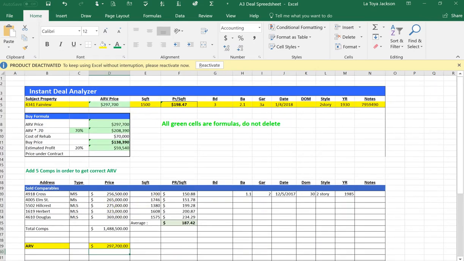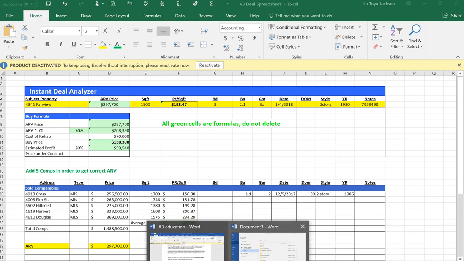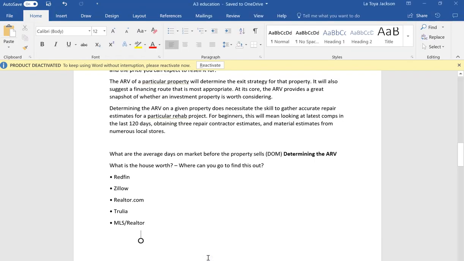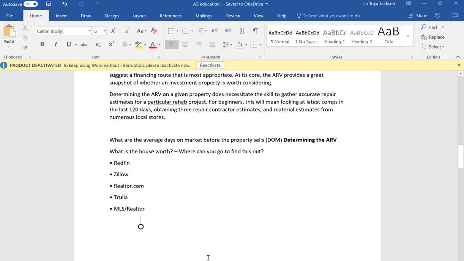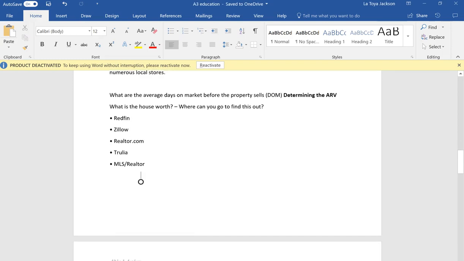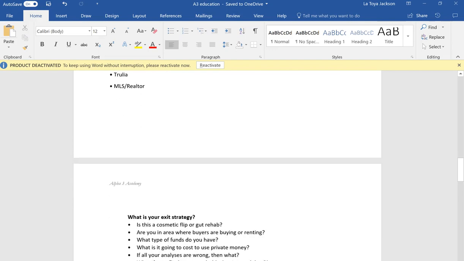and this is also how you find the ARV. Now, if you want to understand more of the trend in your area, what's happening in the demographics, then you have to go and look more in depth about what's going on in your area. So remember, I showed you guys how to find the ARV and how to find the comps, and these are the websites you can use to do that.